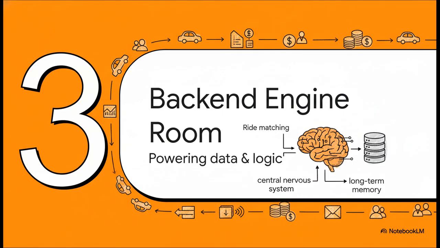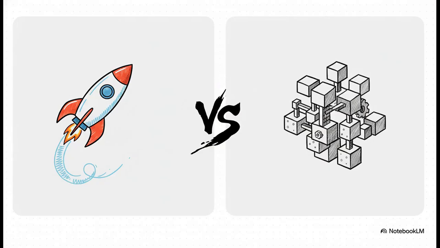All right, let's move on to the central nervous system of the whole app, the backend, and its long-term memory, the database. This is where all the magic happens, matching rides, figuring out pricing, and handling all the user data. Okay, for the back end, the brains of the operation, you need a framework to give your code some structure. Think of it like the chassis of a car. The choice here is between Fastify, which is kind of like a lightweight, stripped-down racing chassis built for pure speed, and Nest.js, which is more like a luxury car chassis, with lots of built-in features for safety and structure.